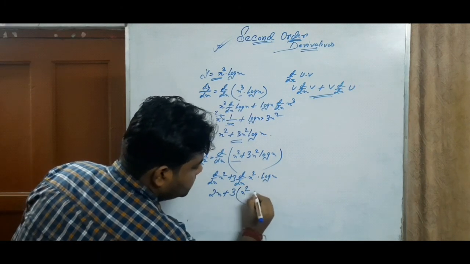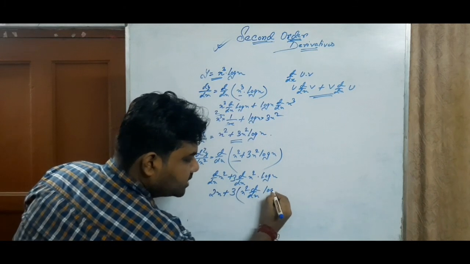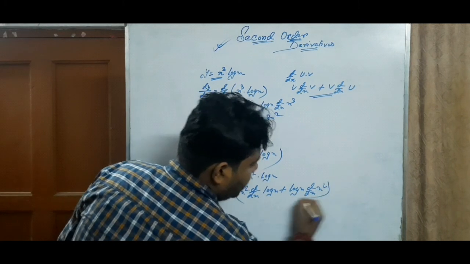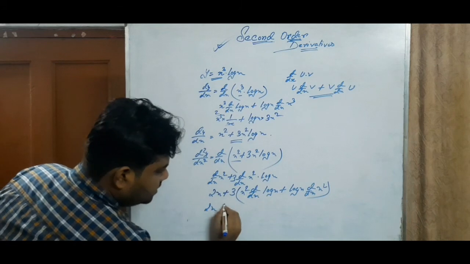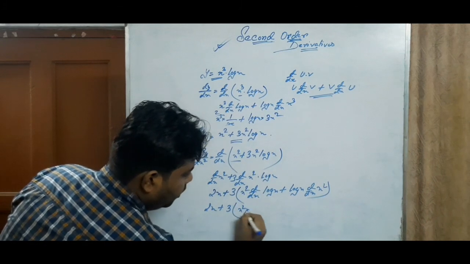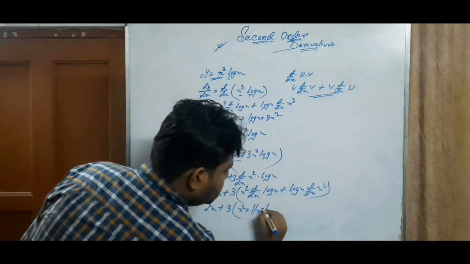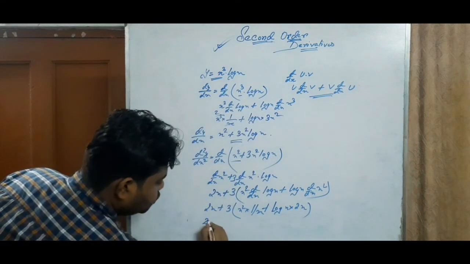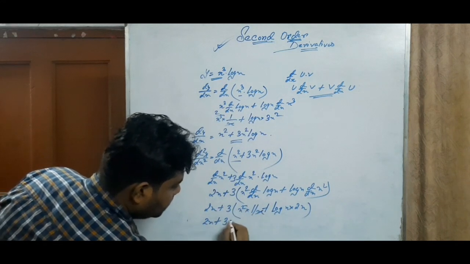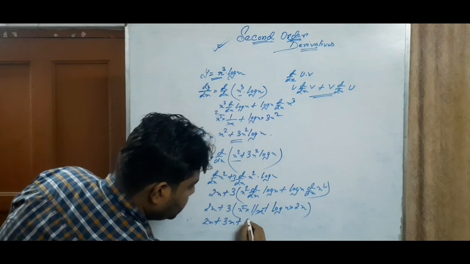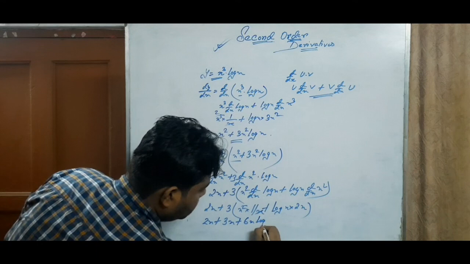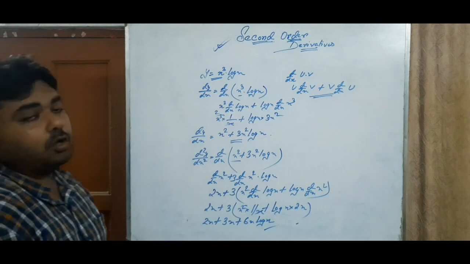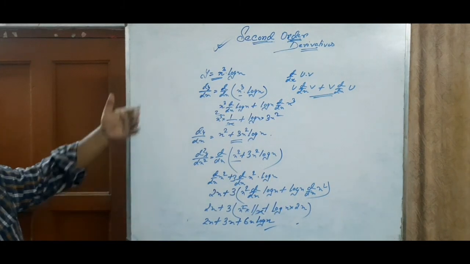Again we have to use the product rule, x square, that is d dx of log x plus log x into d dx of x square. Okay, now this is 2x, 3 x square log x means 1 by x plus log of x into 2x, that is 2x plus 3x plus 6x log of x. This is the second order derivative of x cube into log x. Now we will see more examples.